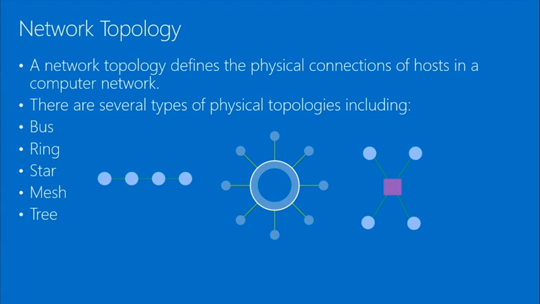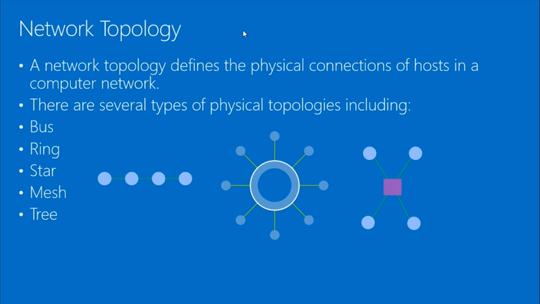Okay, network topologies. Network topologies basically is how the network is physically laid out. There are different types of network topologies: bus, ring, star, mesh, and tree. If we look at our graphic here, the bus, ring, star, mesh, and tree refer to a physical layout.